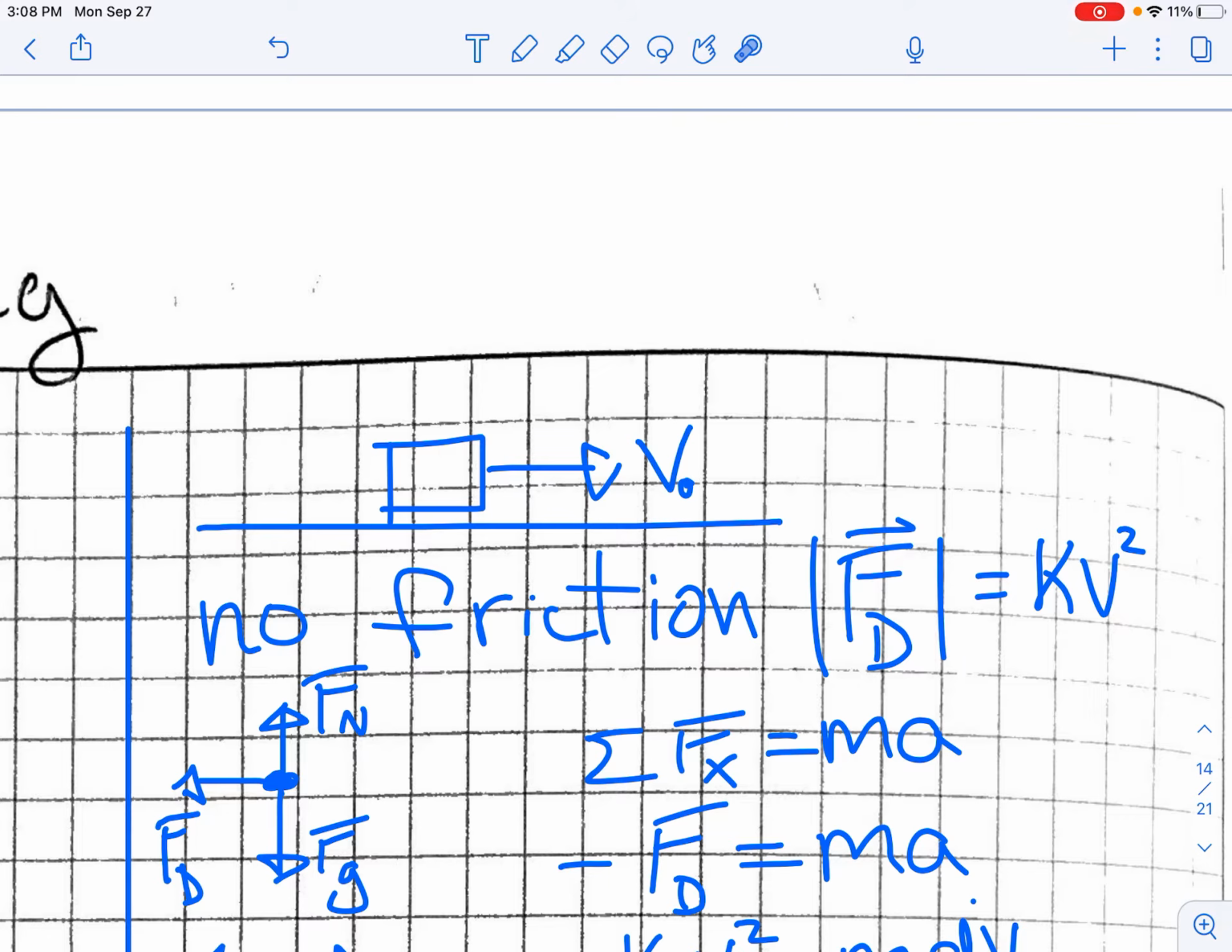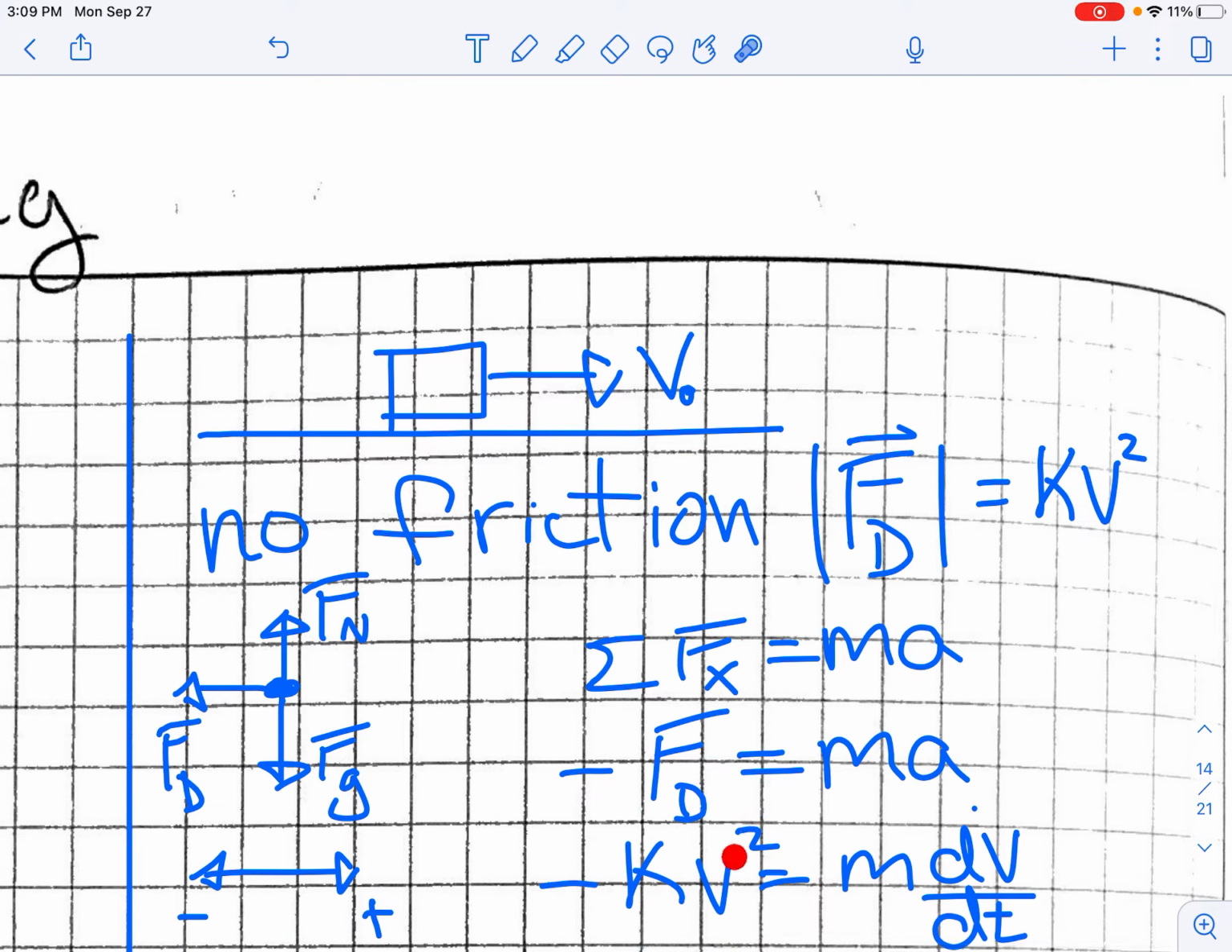In the x direction, sigma F equals ma, and the only force in the x direction is drag, and that's negative kv squared. I'm going to say to the right is positive and to the left is negative, so that we're moving in the positive direction. Our force of drag will be in the negative direction.